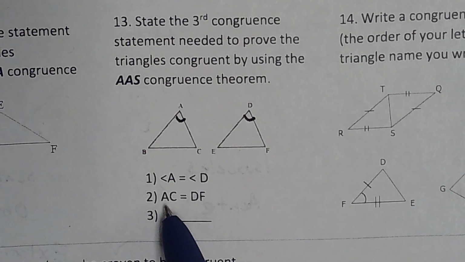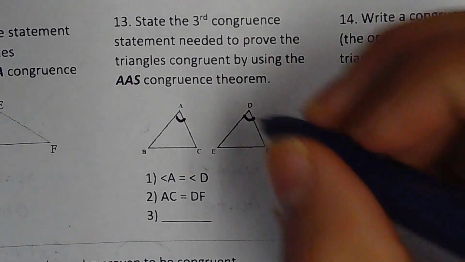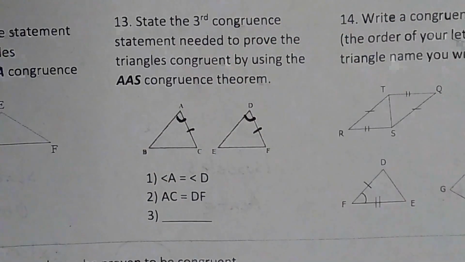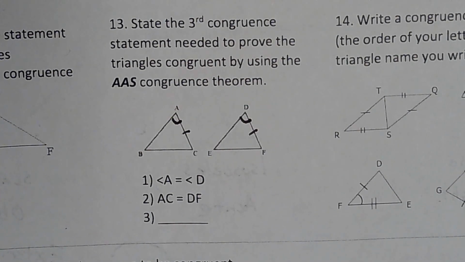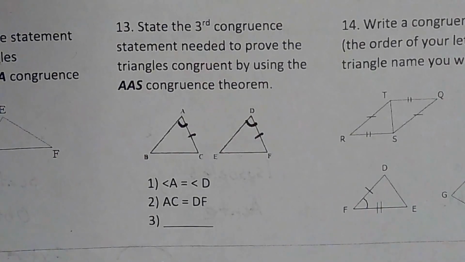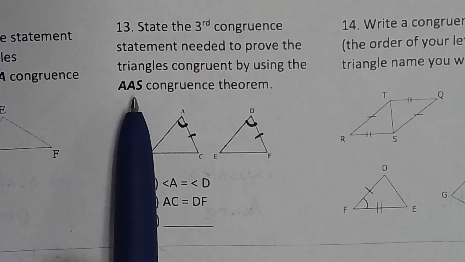Next, I said AC is equal to DF. So then these sides are congruent. Now, what is the third piece I'm missing? I have an angle, I have a side. What is the third piece? Another angle, right? Now, is it before or after this?